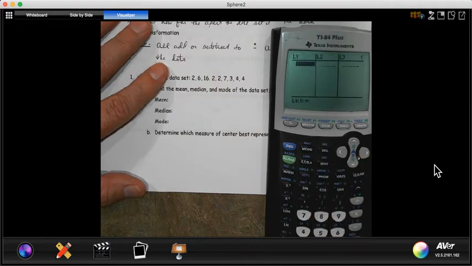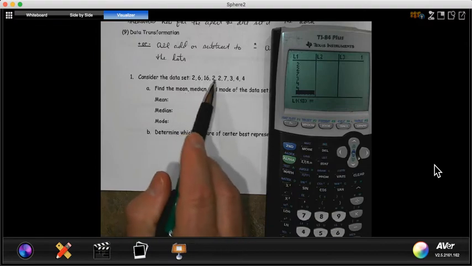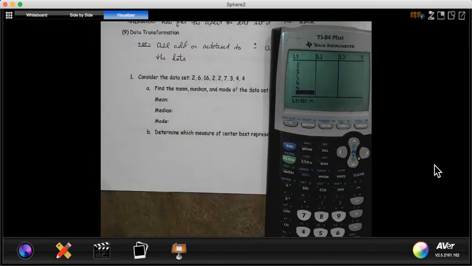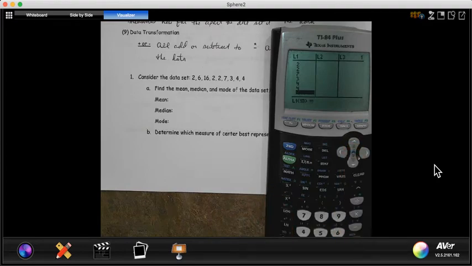Okay, so then put the numbers in L1. 2, enter, 6, enter, 16, enter, 2, enter, 2, enter, 7, enter, 3, enter, 4, enter, 4, enter. Let's count to make sure: 1, 2, 3, 4, 5, 6, 7, 8, 9. Oops, I'm on L10, so 9 numbers. My bad. Okay, 9 numbers. So now it's in your data set.